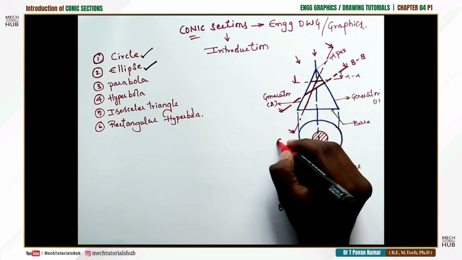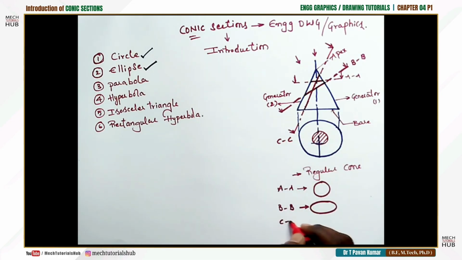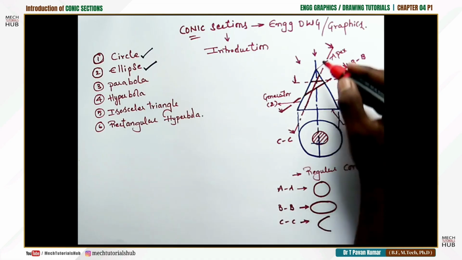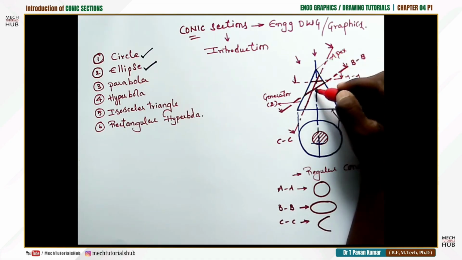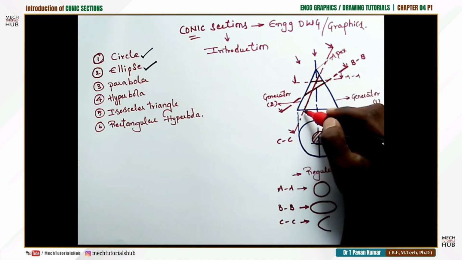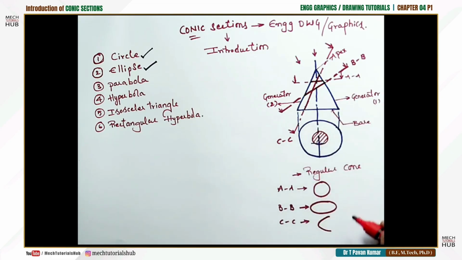Let us consider this as C. If the section is C, then you could see a parabola of this kind, a curve of this kind. Because you could see this curve is not connecting, it is starting at this point and ending somewhere. It is not at all traveling 360 degrees, because here you could see this particular section C is cutting the base. When it cuts the base, there won't be any continuity.